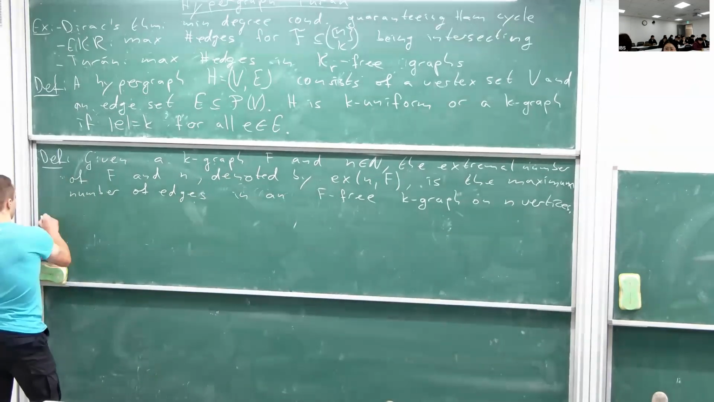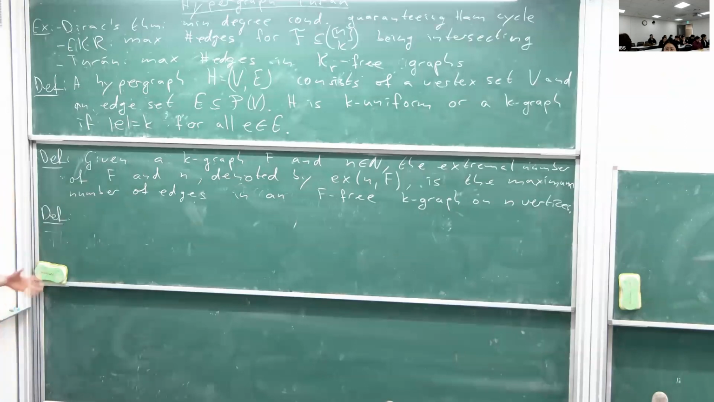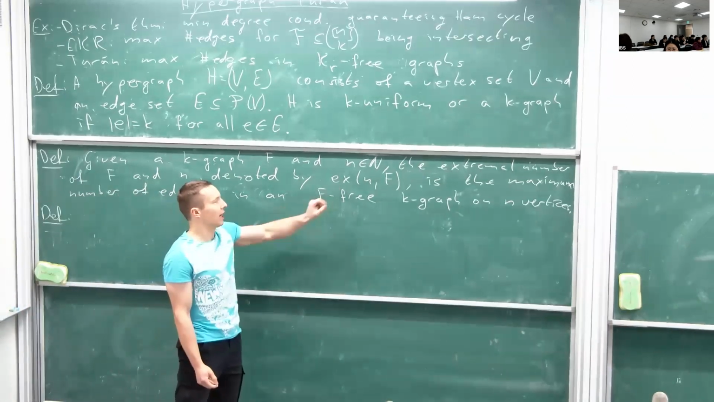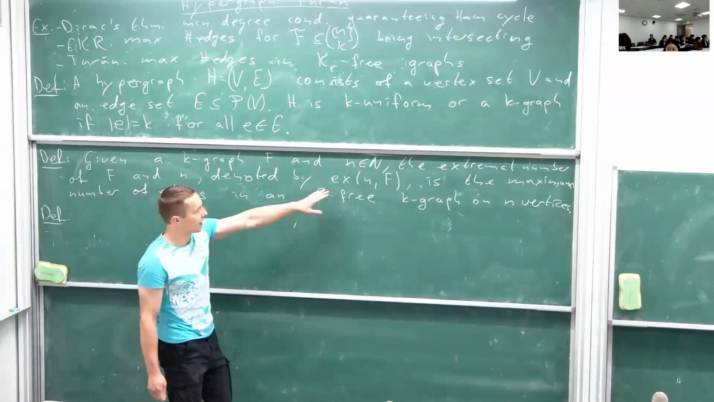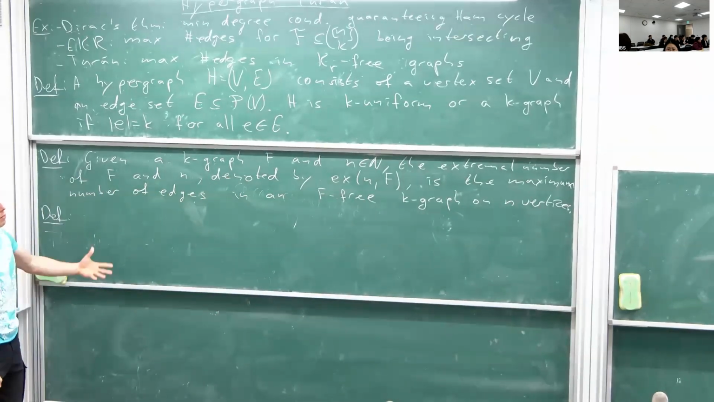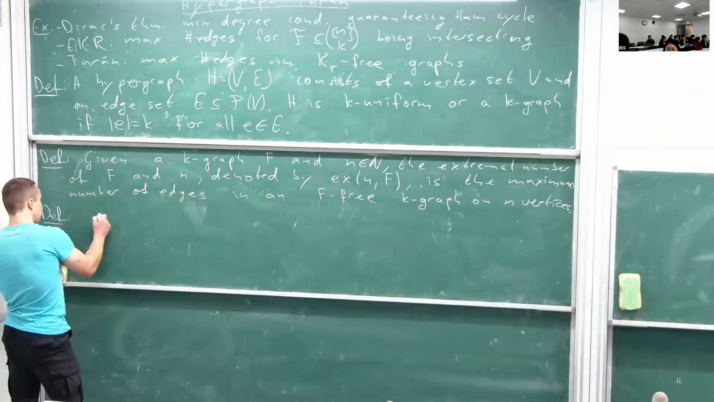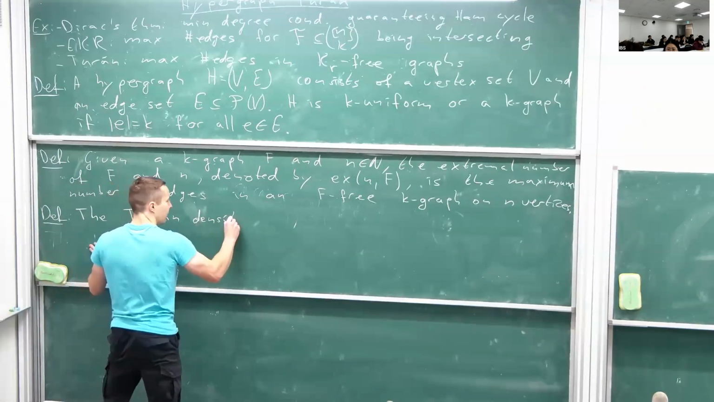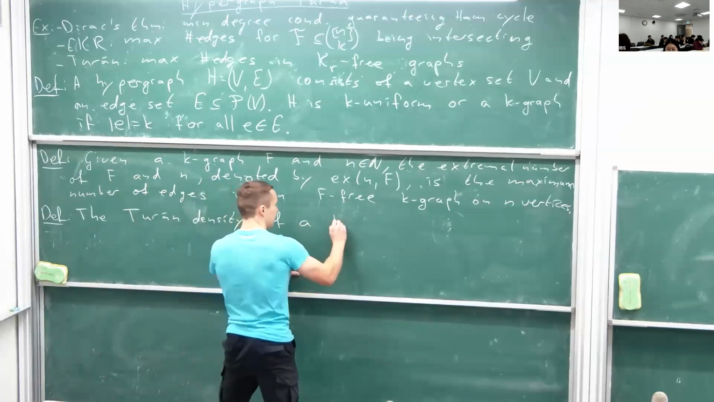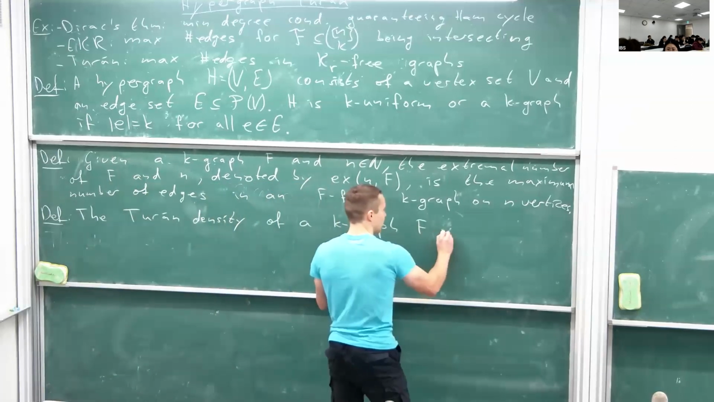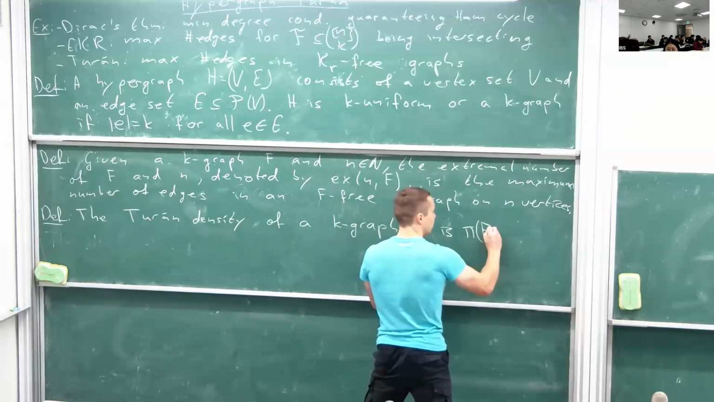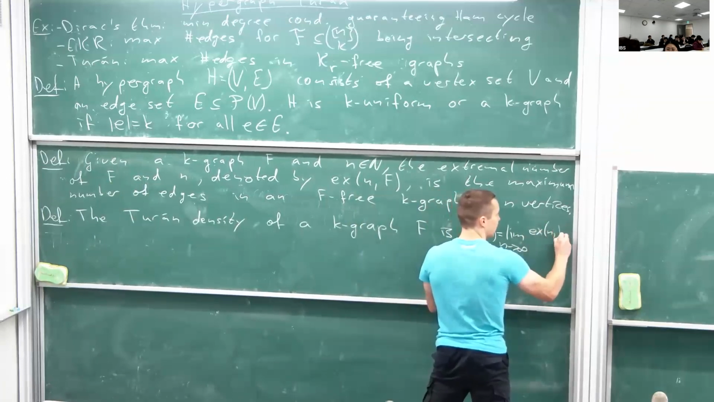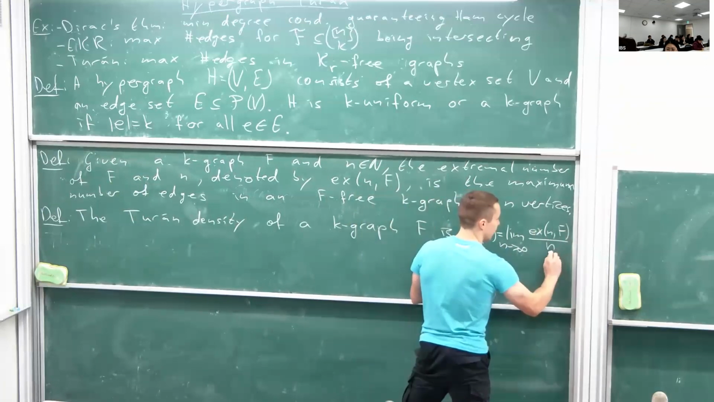Often we are mainly interested in the asymptotics of this. And the asymptotics here, we want to think of as density. So we divide this extremal number by the maximum possible number of edges, n choose k. So the Turán density of the k-graph F is pi(F), which is the limit for n going to infinity of the extremal number ex(n, F) divided by n choose k.